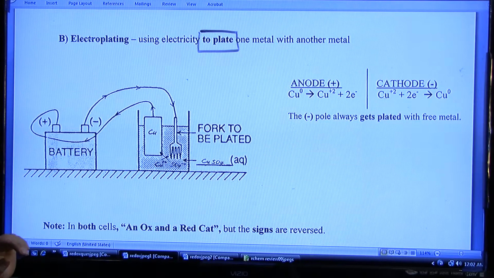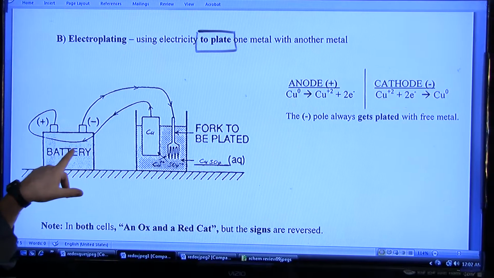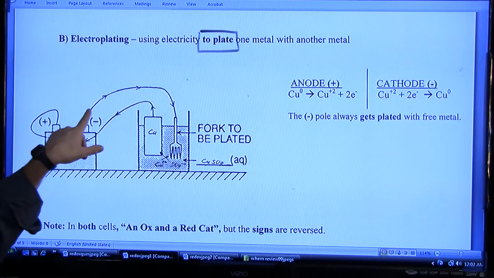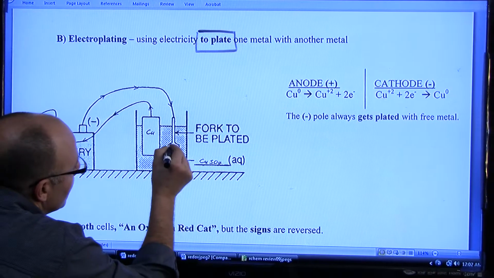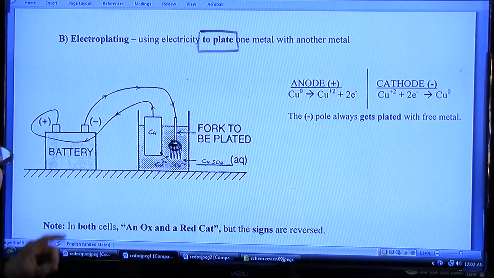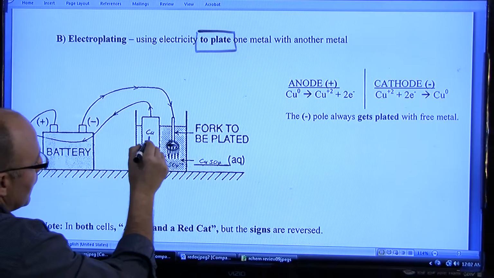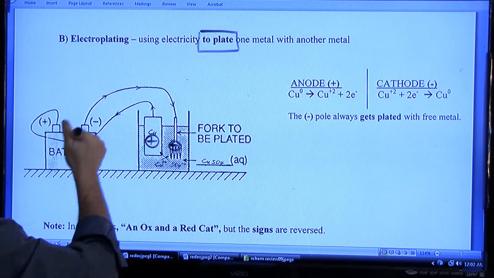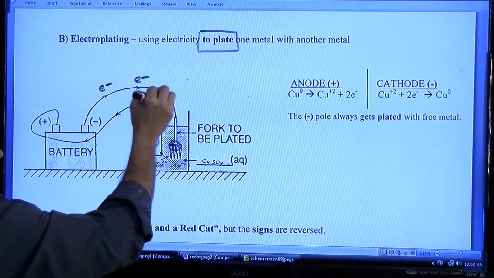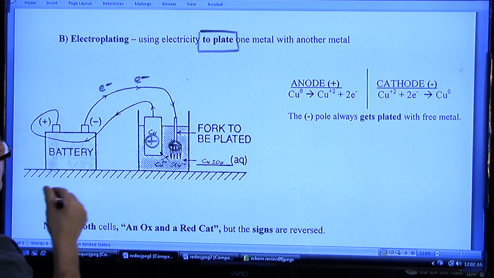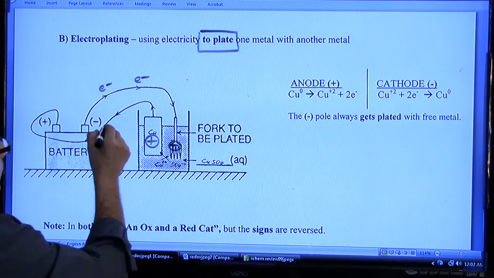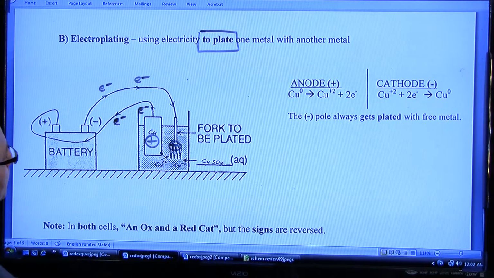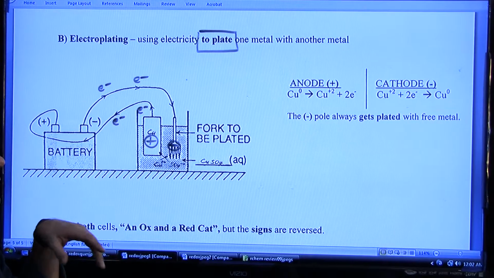So what you would do is, again, follow the terminals of the battery. The negative terminal is what you would connect the fork to, which would be negative. The positive terminal is what you would connect the piece of copper to. So electrons are coming out of here to your electron gun, and electrons are coming here for your grabber, if you will, returning to the battery.